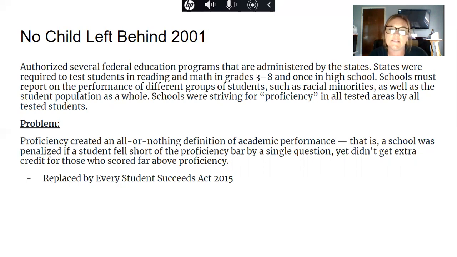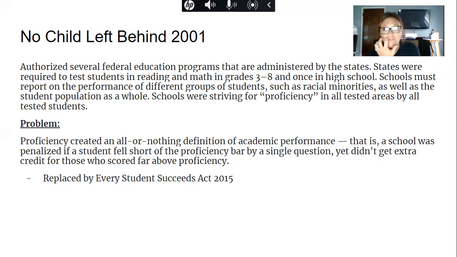What it does is require states to do standardized tests in reading and in math from grades 3 to 8, and then at least once in high school. And it said that schools must report on the performance of different groups of students. So schools are required to report on how African American kids score in comparison to white students, in comparison to students that maybe have a disability or are on IEPs, as well as the student population as a whole.